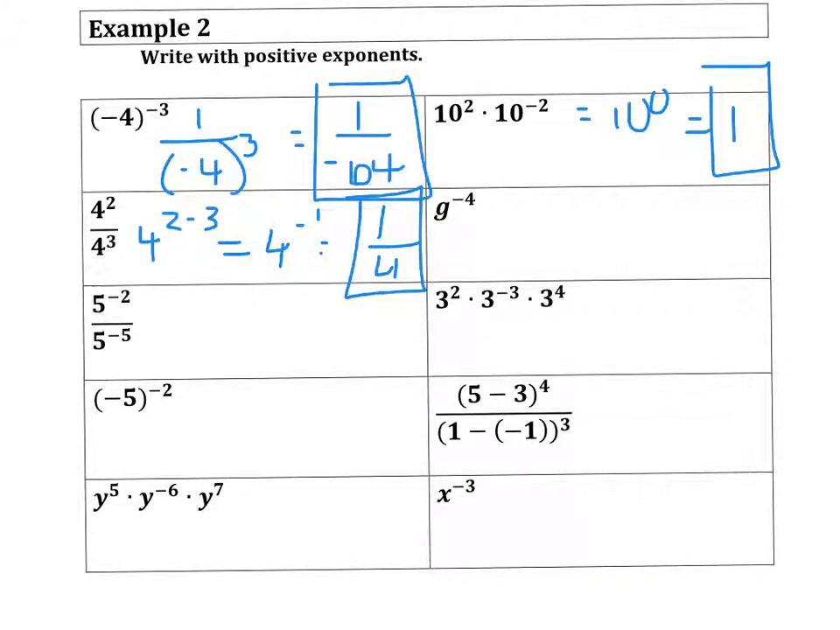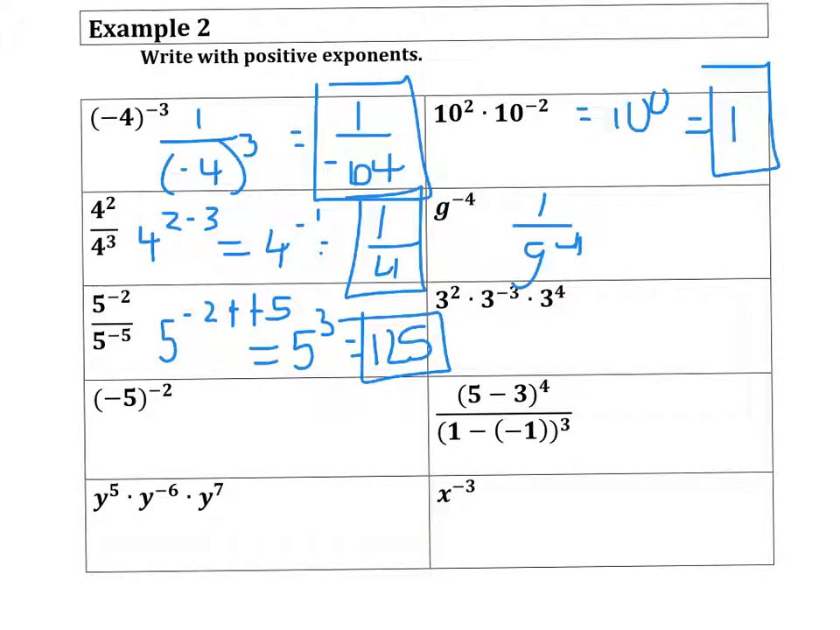The next one, we have a variable as the base, but still the same process. g to the negative fourth would become 1 over g to the positive fourth. Now there's nothing to evaluate here because we have a variable. Then in the next one, 5 to the negative second over 5 to the negative fifth. So again, subtract your exponents, so -2 minus -5. But think about that for a second. If you're subtracting a negative, you're really adding a positive. And so -2 plus +5, this one actually won't be a negative exponent. It would just be 5 to the third power, or 125.